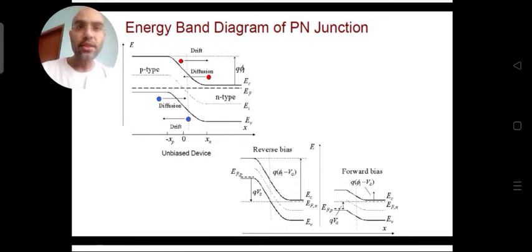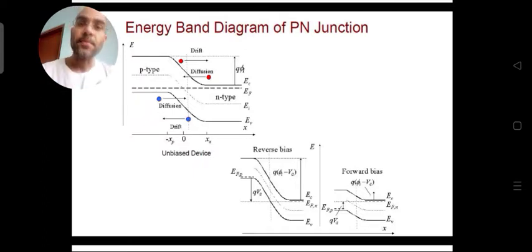When you have connected the p-type and n-type material, what actually happens in the unbiased device, when you have not connected any voltage to it? The energy band diagram shifts itself to give rise to the flow of charge carriers. As soon as the materials are combined, in the p-type material holes will be present in the valence band, whereas in the n-type material the electrons will be present in the conduction band.